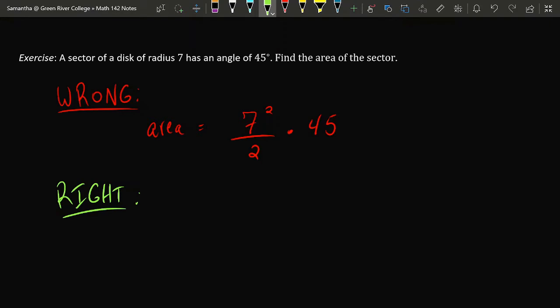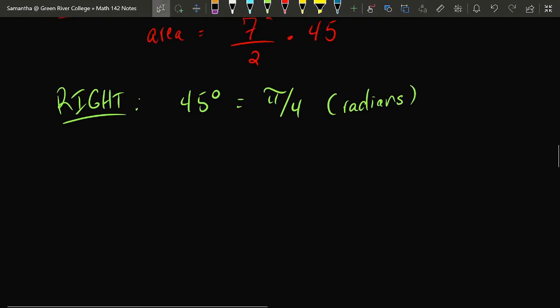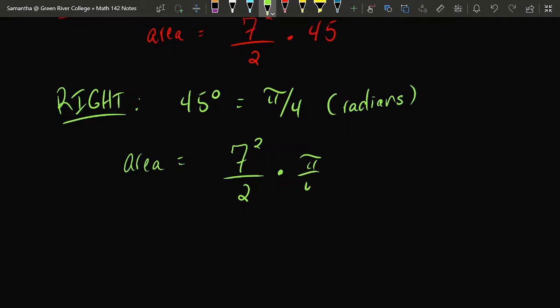The right way to use that formula is to say that 45 degrees, an angle that we have worked with quite a bit in video 2, is equivalent to pi over 4 radians. And this is the real value of theta that you want to use in that formula. The true area is equal to 7 squared over 2 multiplied by pi over 4. So the area in reality is equal to 49 pi divided by 8 if I multiply those fractions straight across.